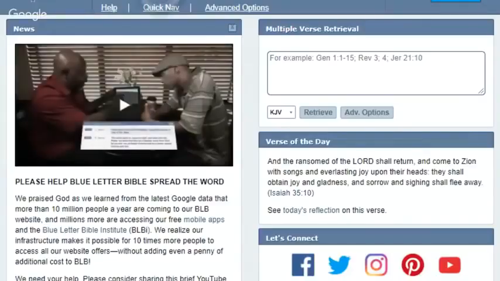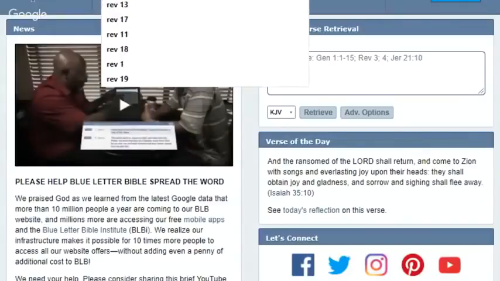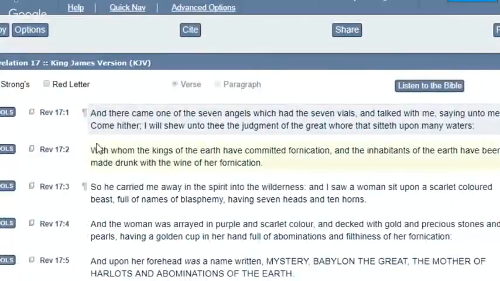All right, let me go here to the book of Revelation 17. And I start at 1. And there came one of the 7 angels which had the 7 vials and talked with me, saying unto me, Come hither, I will show unto thee the judgment of the great whore that sitteth upon many waters. So this great whore is America.